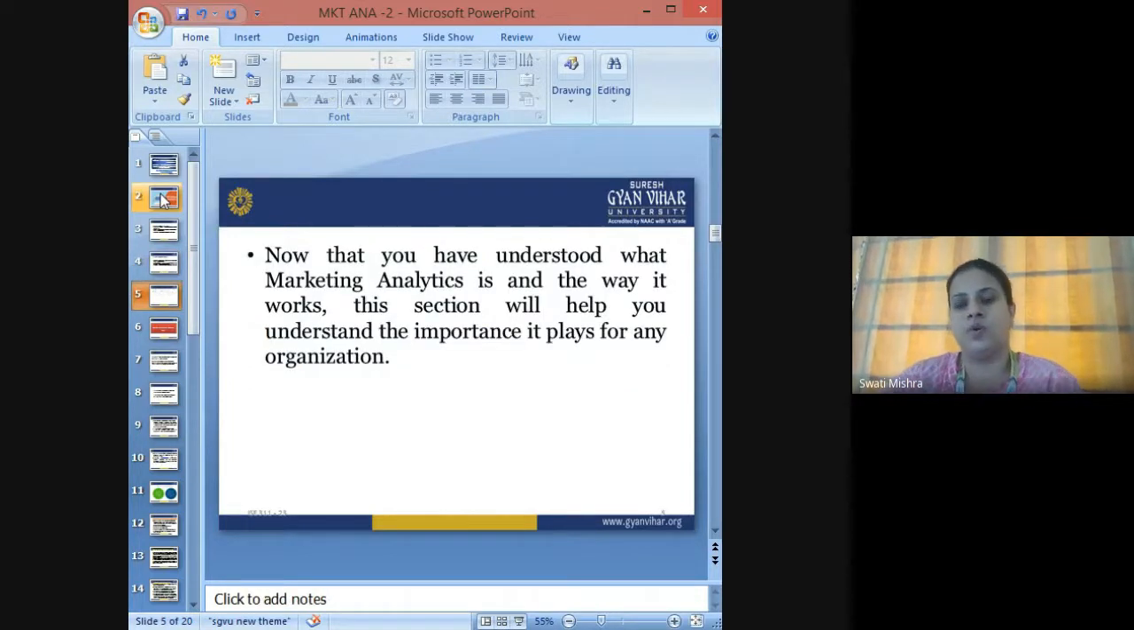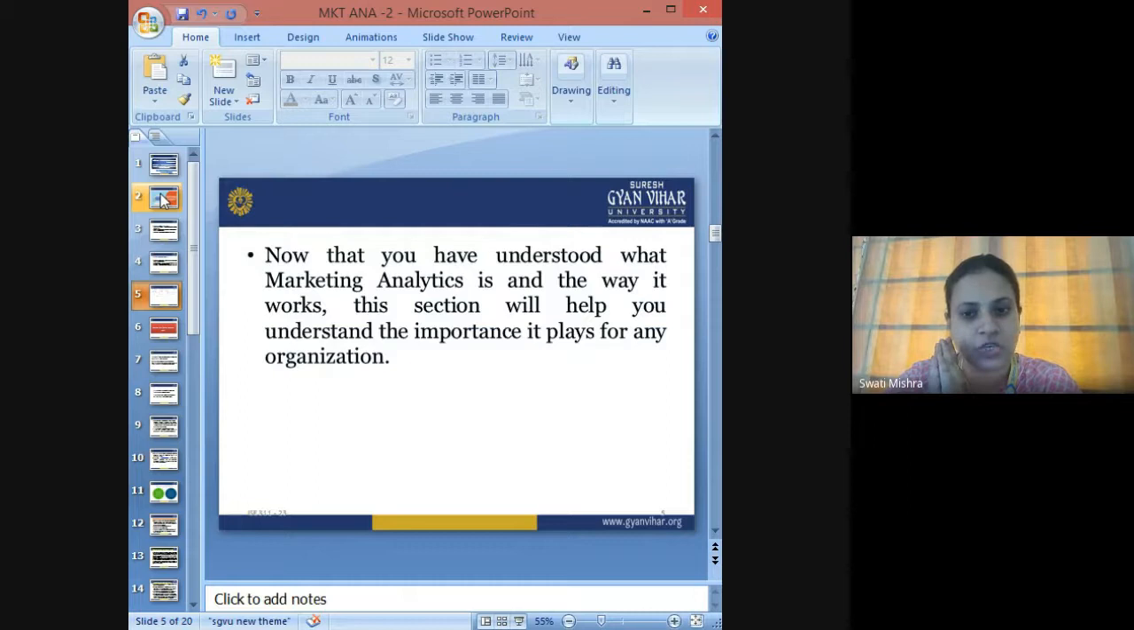So, as I just said, in the first session, I've already introduced you to the marketing analytics concept and what exactly marketing analytics is and what these analysts are doing. So now that you have understood what marketing analytics is and the way it works, this session will actually help you to understand the importance that it plays for any organization.